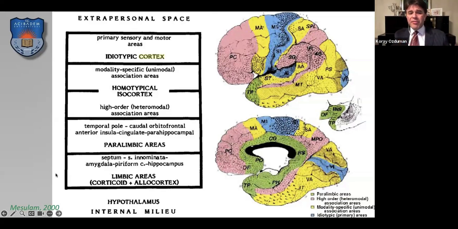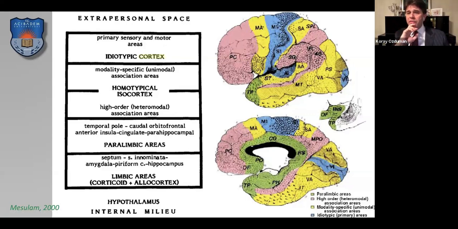Like this, Mesulam told us that there were primary isocortical areas, primary sensory and motor areas, like the primary sensory area, or the primary visual area, or the primary hearing area, the Heschl's gyrus here that you're seeing.